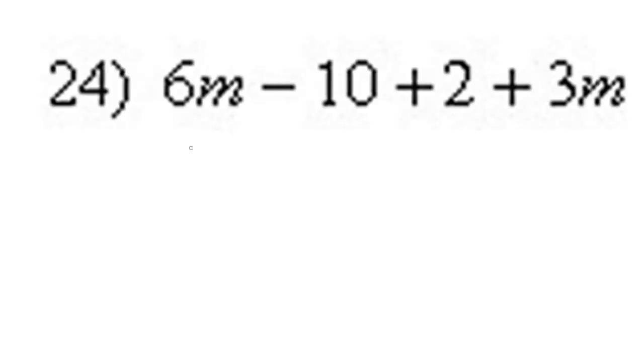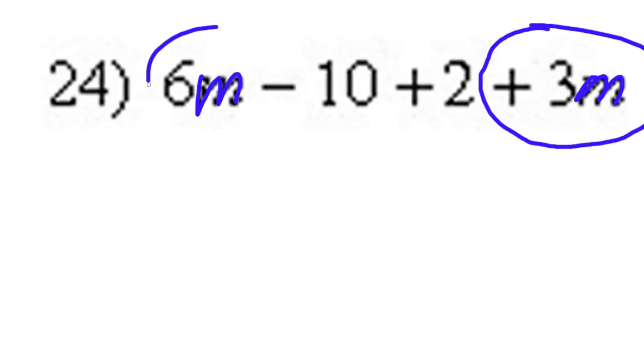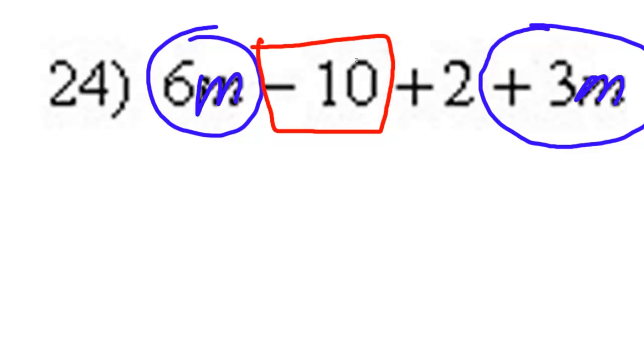What I know is that we've got four terms here, and I see two variables. I see this m, and I see this m, and I know that we're going to be combining these because these are like terms. So I'm going to circle these, and then I'm going to square the negative 10 and square the positive 2, because these don't have any variables. These are constants, and these are also like terms. So we're going to be combining the m's and then the constants.